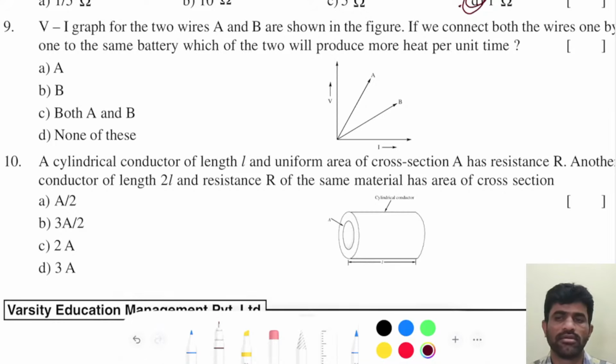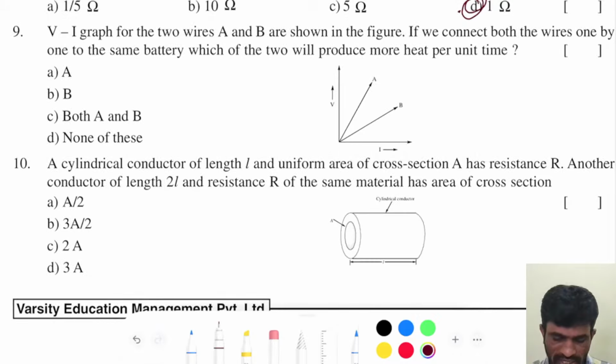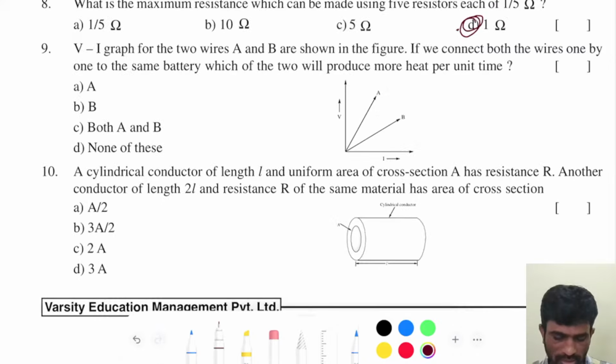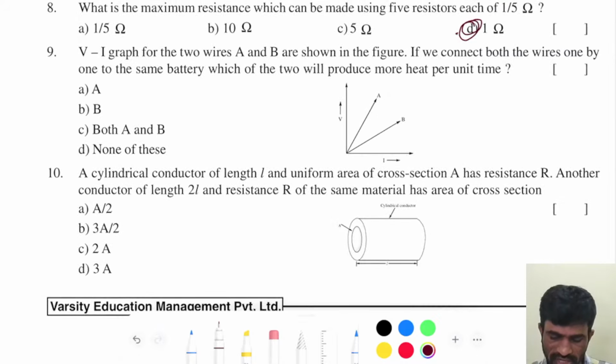Option A. Question number 9 is option A. Okay, we will see. I told you just now about heat produced. This question is again about heat produced. If we connect both the wires one by one to the same battery, which of the two produces more heat per unit time? So we want here heat produced.